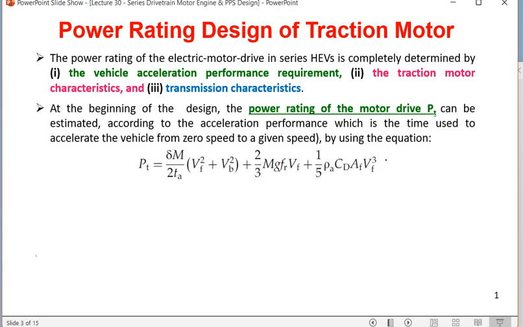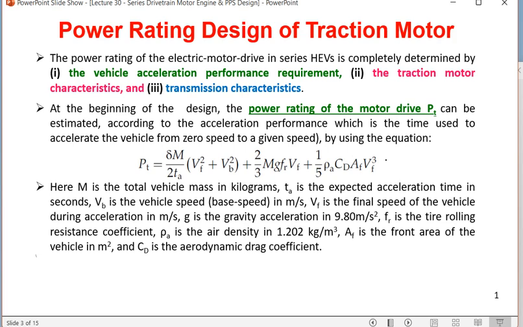According to the acceleration performance, that means how fast you want the acceleration to happen. Faster the acceleration, TA value will be lesser. Definition of TA, acceleration time: it is the time taken by the vehicle to go from 0 to 100 km per hour speed. So lesser is the acceleration time, better is the acceleration characteristic of the vehicle. So according to this acceleration performance, or smaller acceleration time, the vehicle from 0 speed to a given speed, this PT is decided. So the deciding factor for PT is actually the acceleration time.